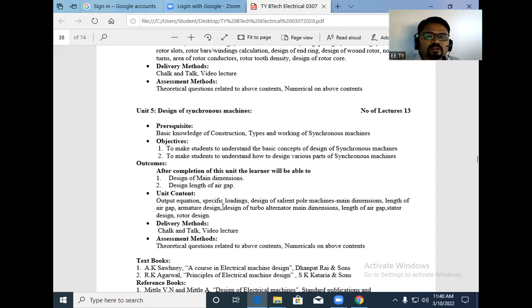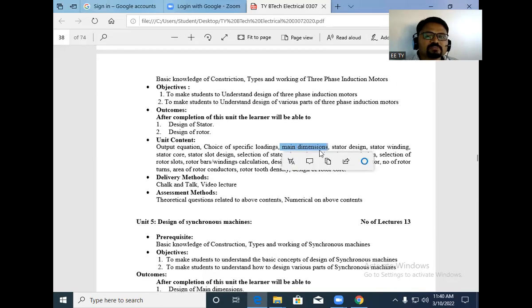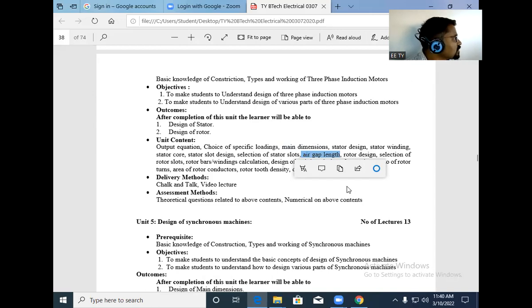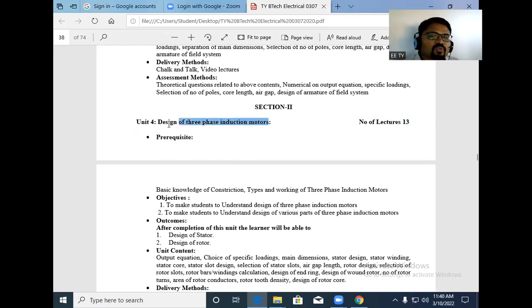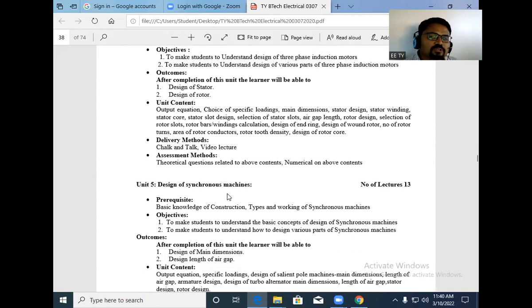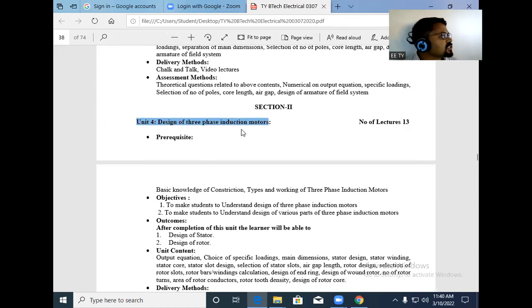Everywhere it is there. If you are concerned with the chapter, main dimensions, then length of air gap, design of rotor, design of stator, all these points are everywhere. Okay, so as far as our section second is concerned, this chapter 4, that is design of three-phase induction motor, is very important. Design of synchronous machine is also important, but this chapter, design of three-phase induction motor, is very important.